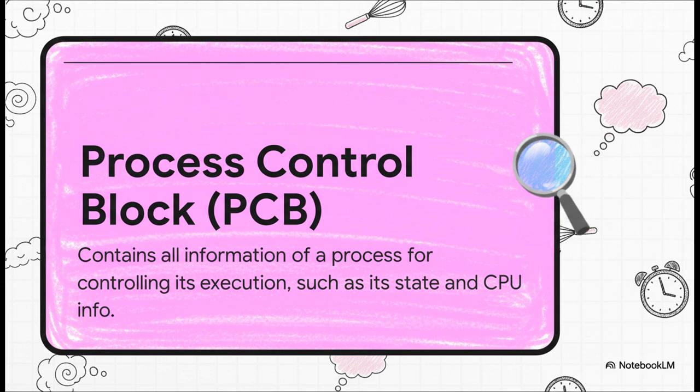Seriously, think of this as the most critical index card in the entire kitchen. It tells the general manager everything about that cook's dish, who they are, exactly what step they're on, and what they need next. Without this PCB, the OS would be totally, completely lost.